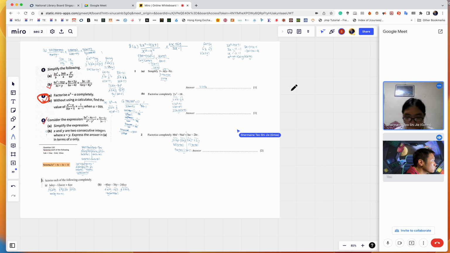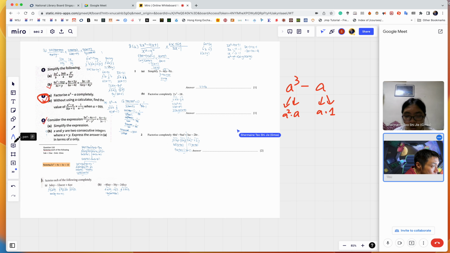Okay, so I'm going to do it here. So a cube minus a. So what is common? Okay, what's common? All right. I think you can actually do this, right? By the way, you have to split a into a times 1. Okay. Yeah.